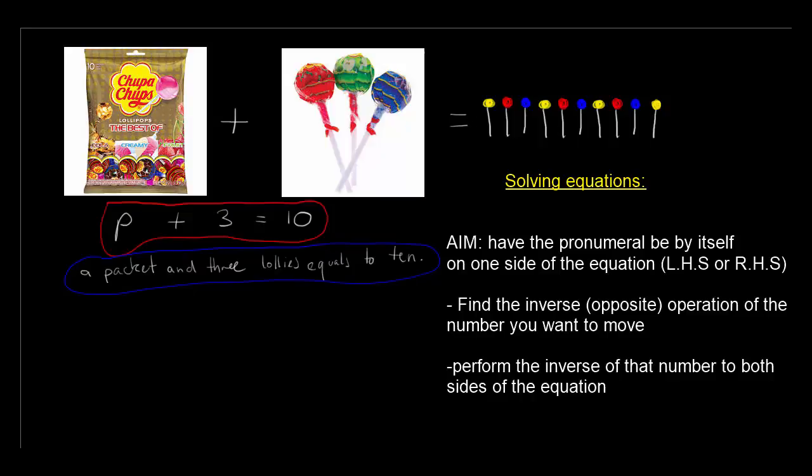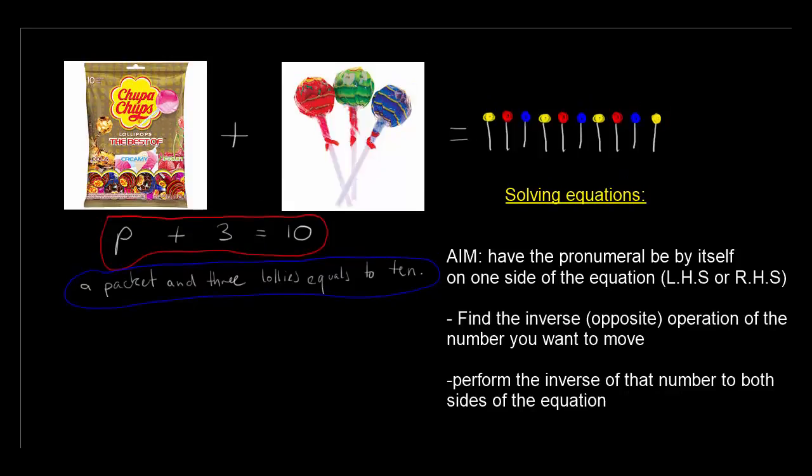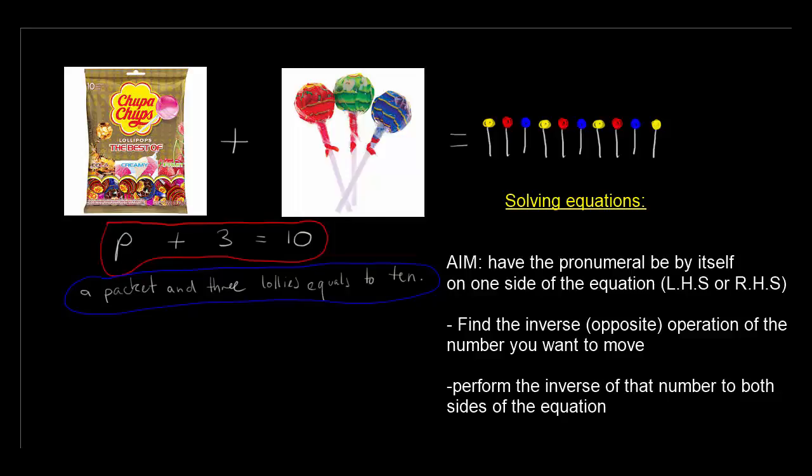Now in this video what we'll do is we'll actually try to solve an equation. Alright, so here we have the same equation from last time. So we had the packet of lollies plus 3 lollies equals to 10. Remember, first we put that into number equations. That was p plus 3 equals 10. And from that we made it into word equations. So we said a packet and 3 lollies equals to 10.